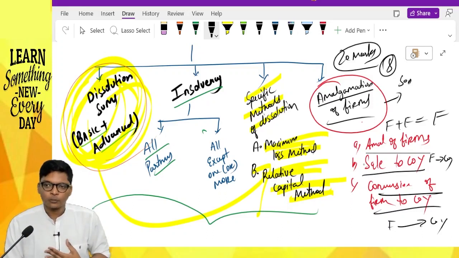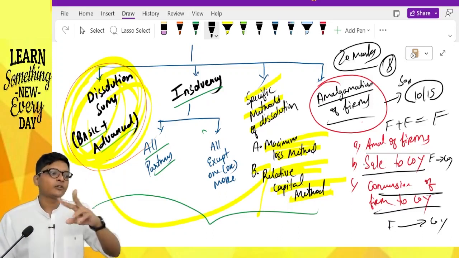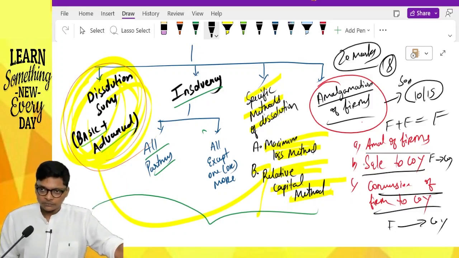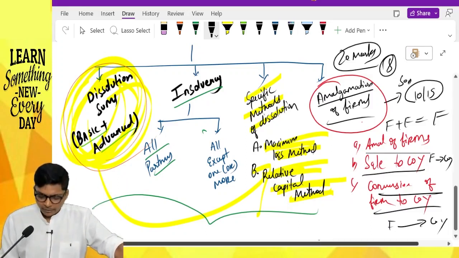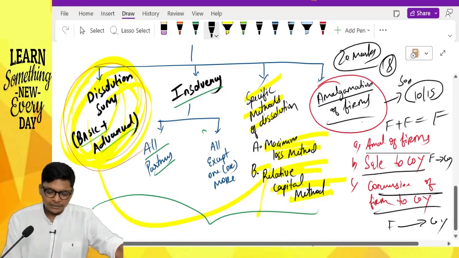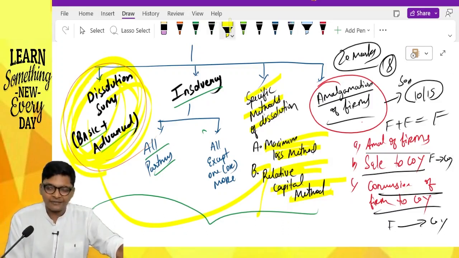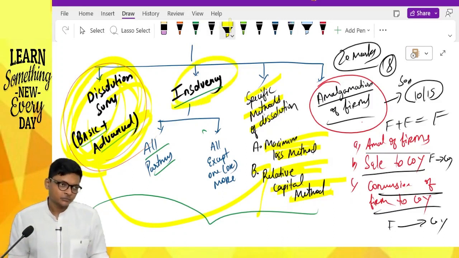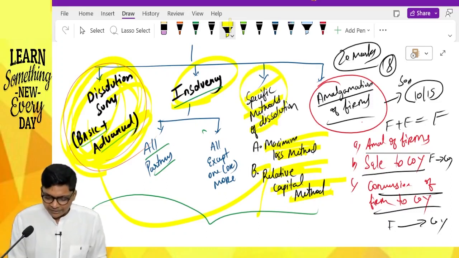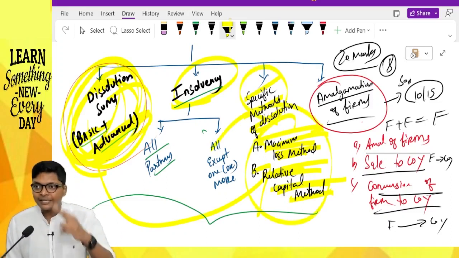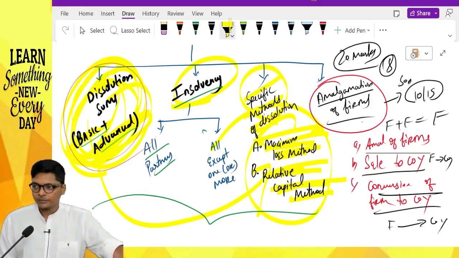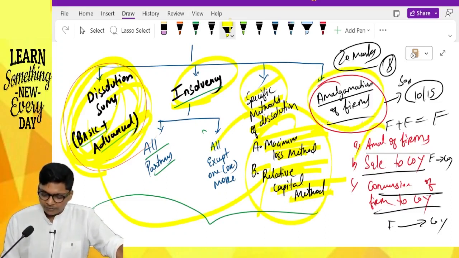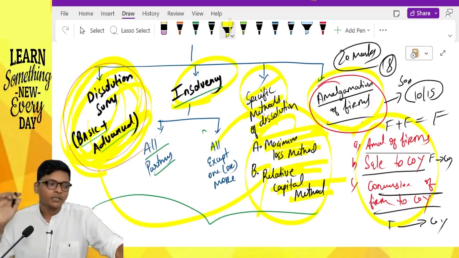Sometimes if this doesn't come for 20, it will come for 10 or 15. Then consolidation will come for 20 or 15. Are you able to follow guys? Clear? Any question can come for 20. Either basic or an advanced sum can come. Insolvency is not worth 20, one 10 marks sum, not beyond that. Specific methods, any of these methods can easily come for 20 marks. Very much worth it. Amalgamation of firms, in these three anything can come for 20 marks.